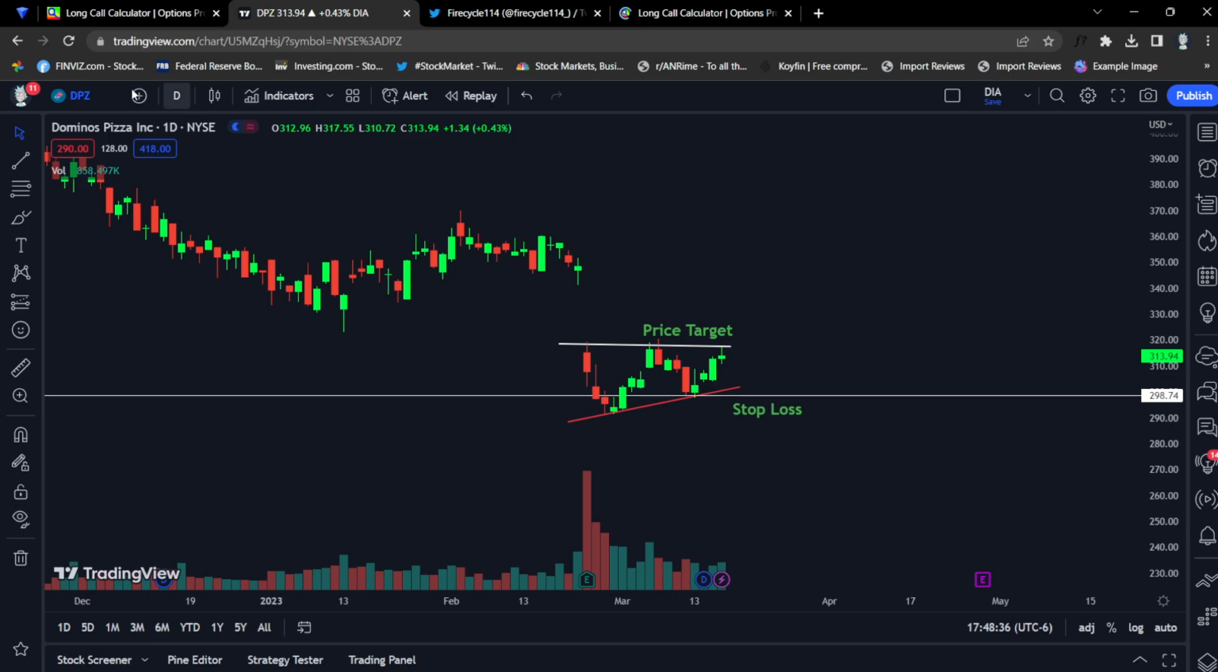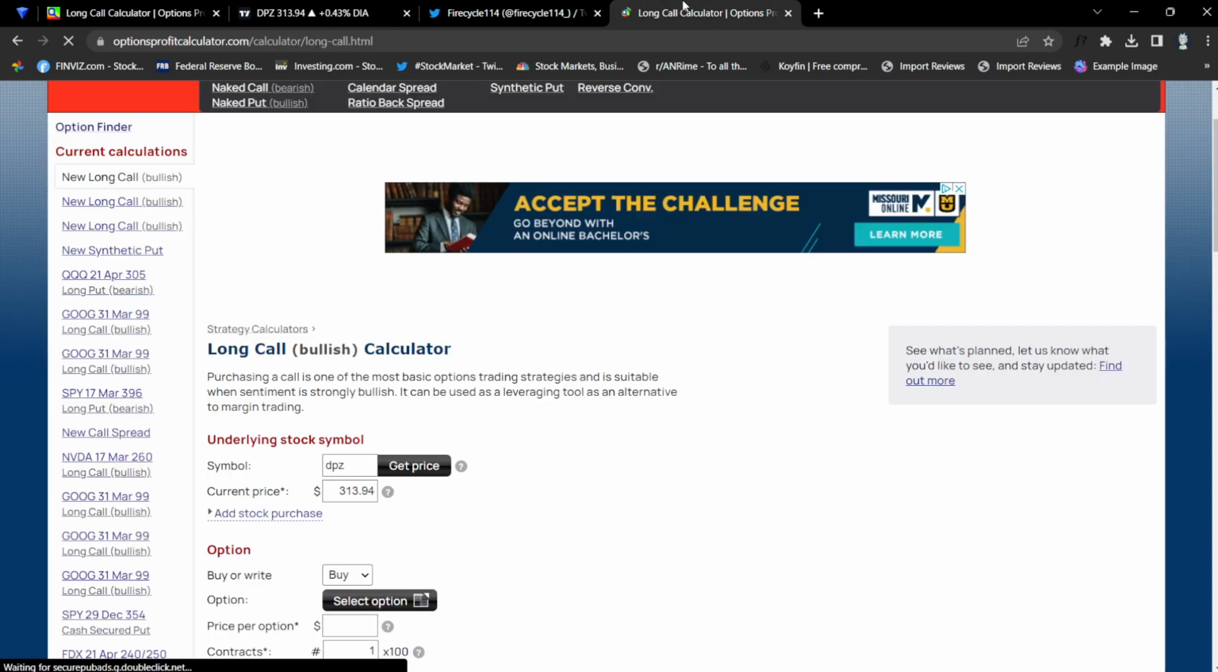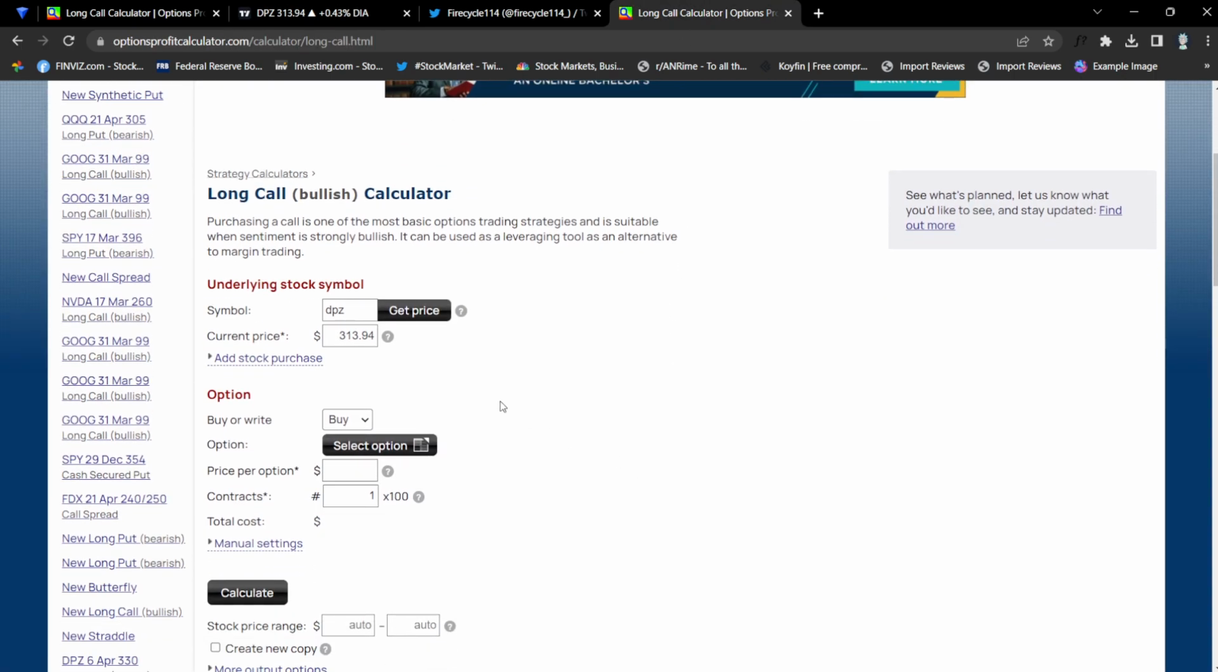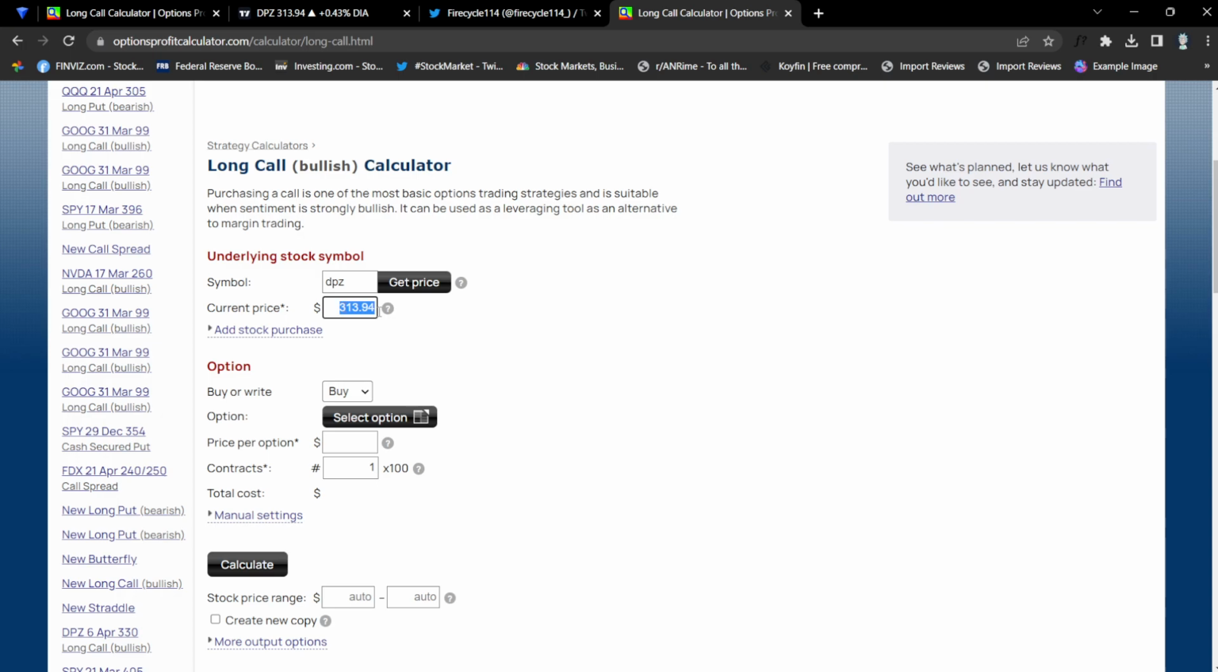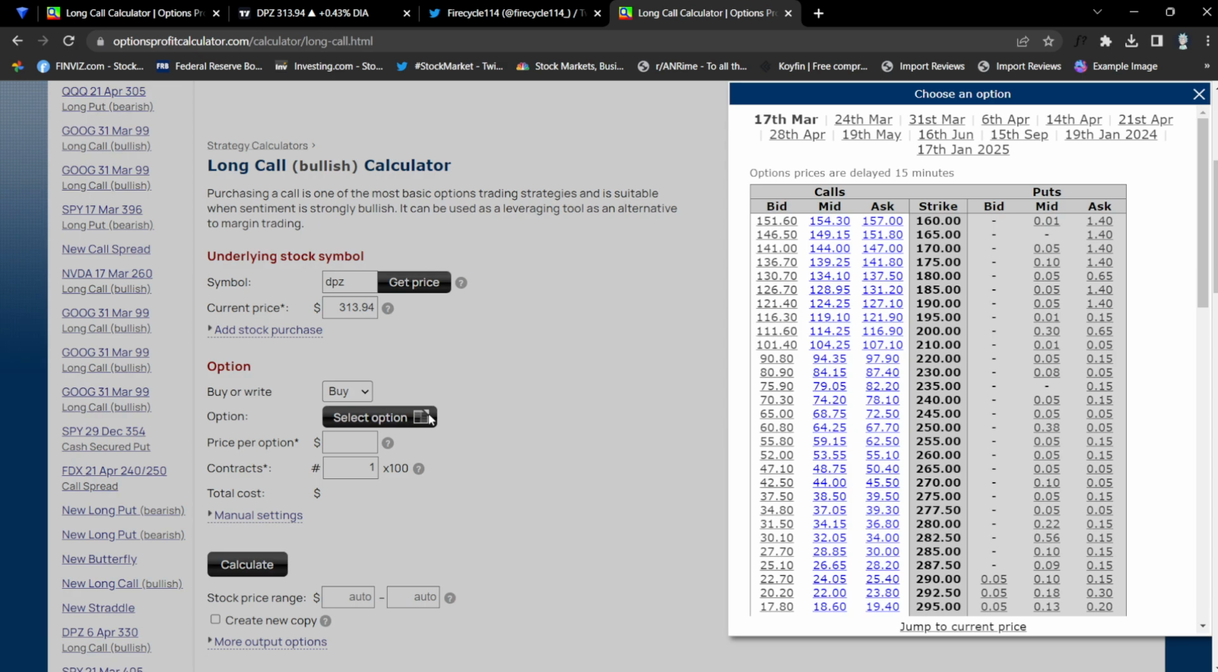To get the ticker symbol, it could be the top left of TradingView, or if you're on any broker, you should be able to see the ticker symbol. Once you click that, it's going to get the current price. Keep in mind that it does have a 15-minute delay, so it doesn't have real-time prices for the options and the stock prices. Click select option and make sure that you are clicking buy because you're just buying a contract, and all the way at the top you can see the expiration.